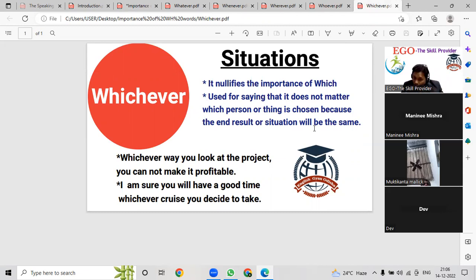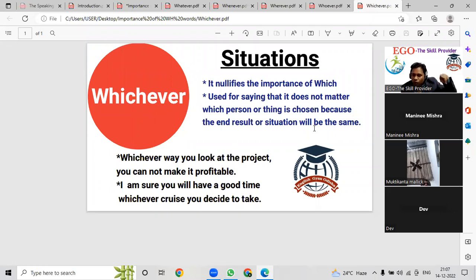Now when I use whichever, it means: you can go on this road or that road, it doesn't matter. This one will take half an hour, that one will also take half an hour. You can reach the same point. You can say, whichever way you go on this particular road, you will reach the destination at the same time. Whichever way you look at the project, you can make it profitable. I am sure you will have a good time whichever cruise you decide to take.